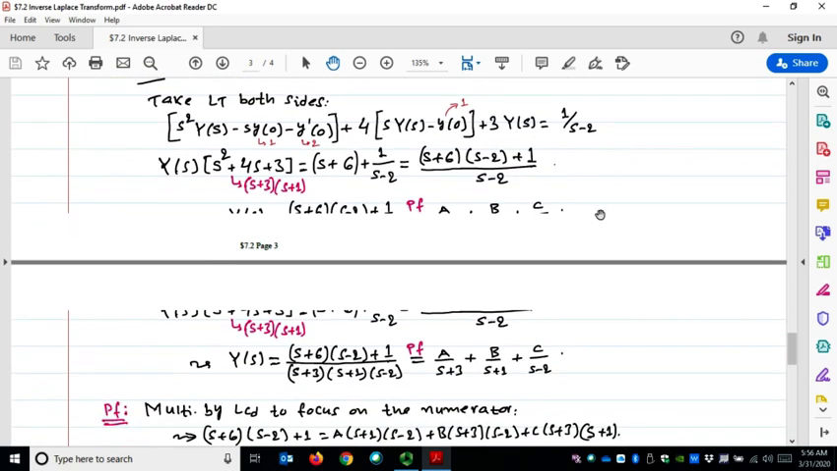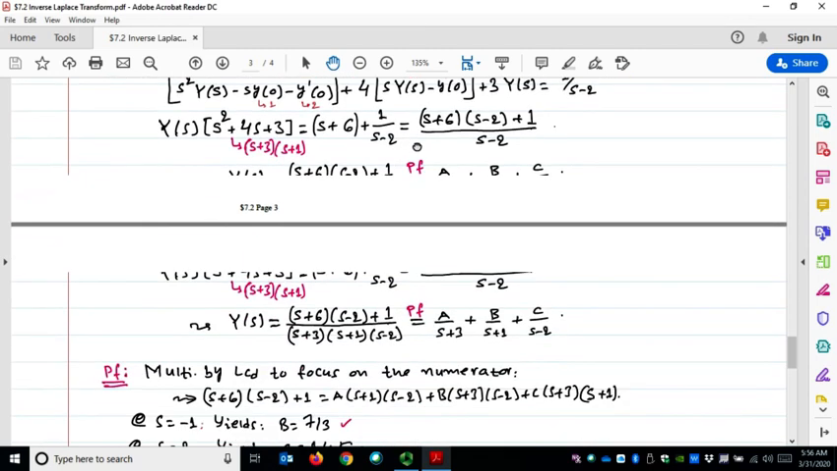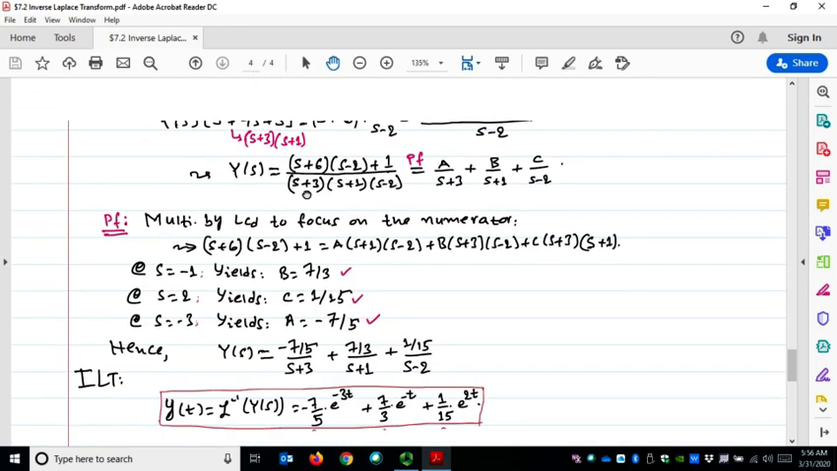So then we divide by these polynomials, and this is a factor case. Factor means we can factor, and then divide both sides by this polynomial, the two factors. Then what do we have? We have down here, let me scroll down, sorry. So capital Y of s equals s plus 6, s minus 2 plus 1 over s plus 3 times s plus 1 times s minus 2.